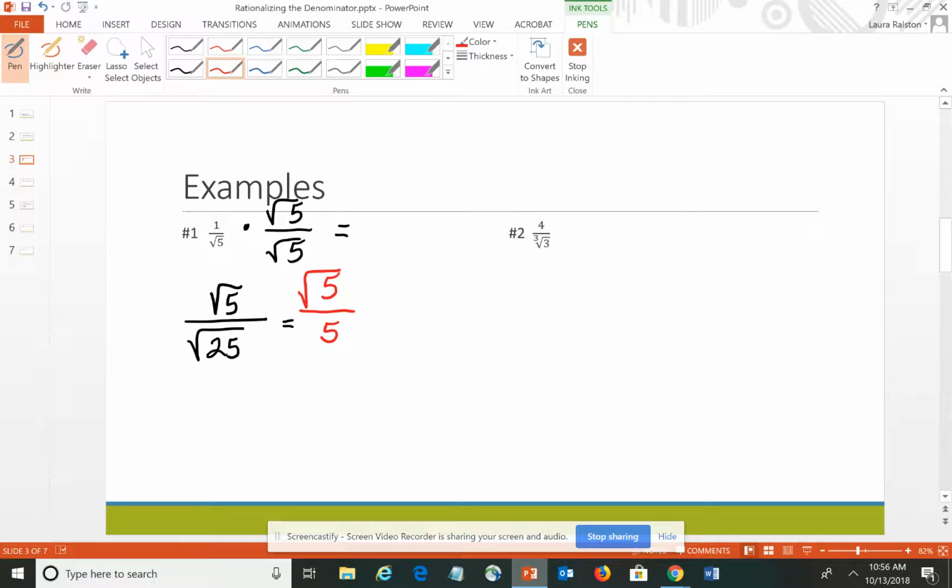We successfully have eliminated the radical from the denominator. 1 over the square root of 5 is the same as the square root of 5 over 5.